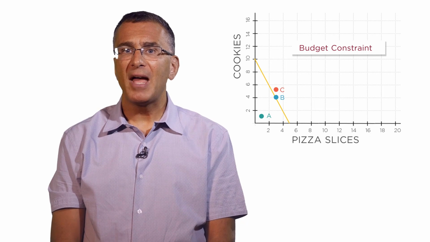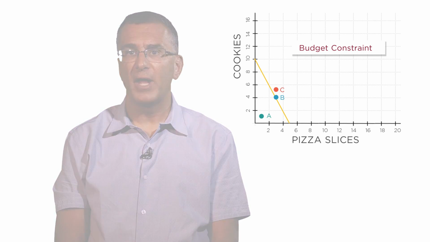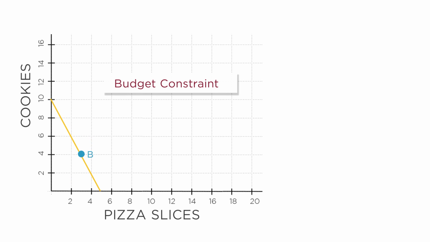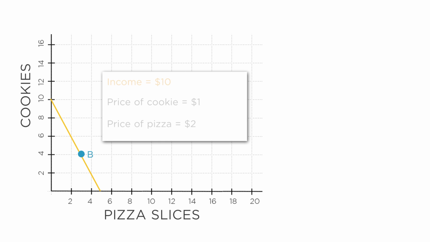The budget constraint graph is also nice because it illustrates our old friend, trade-offs. So for example, start at point B with 3 slices of pizza and 4 cookies. Now you decide you're still hungry for something savory. You want more pizza. How do you get that? Well, you have to spend more on pizza, but your budget is fixed. So if you spend more on pizza, you'll have to spend less on cookies. That is, we're back to our friend opportunity cost. The opportunity cost of getting more pizza is getting fewer cookies. How many fewer? That depends on the price of each good.